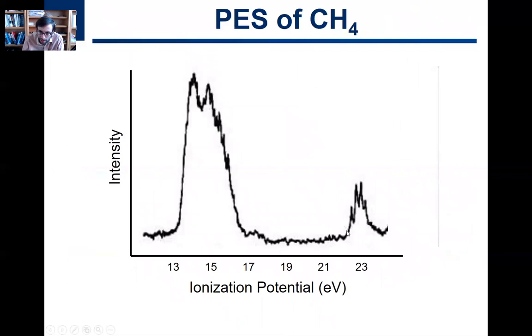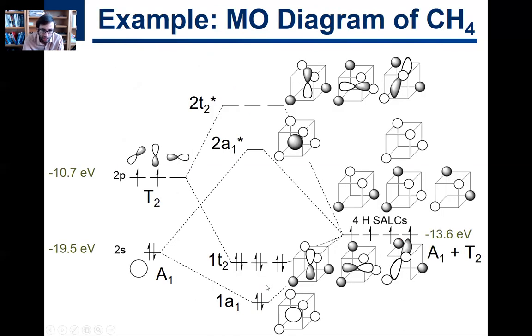So if you look at the A1, it just looks like a singlet, with no real splitting other than the vibrational fine structure. If you look at this T2 peak, you can clearly see a doublet, and of course, on top of it, there's all the fine structure. That doublet is coming from the Jahn-Teller effect, because we have a degenerate orbital there.